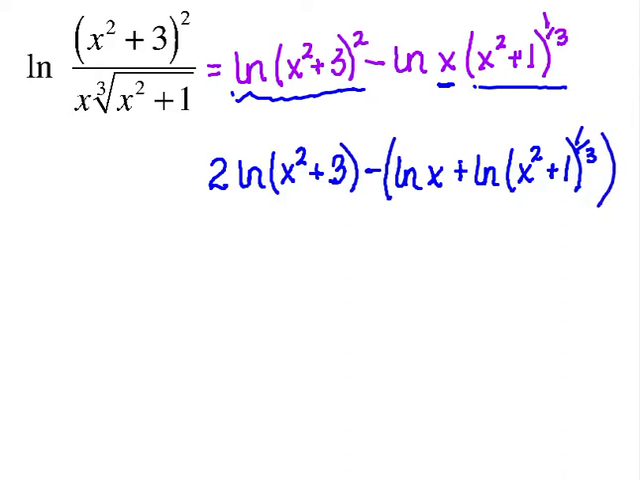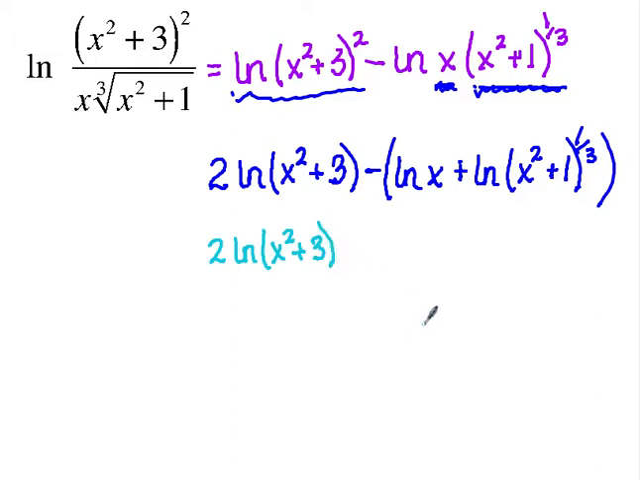It's not as simple as it gets, but I wanted to just make sure that you understood what I did. All I did in that step was split up the x and the x squared plus 1 to the 1/3. That's all I did. So I'm going to go ahead and leave the 2 ln of x squared plus 3 alone, because remember I said I was done with that.